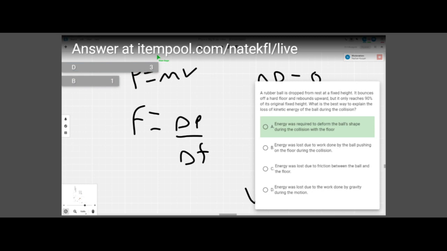FT cosine theta. Yep. Oh, or wait, I mean, that's right. Just force times distance, and particularly force times distance parallel to force.